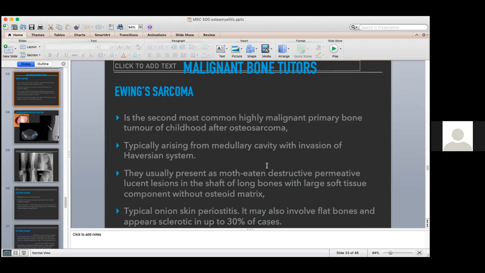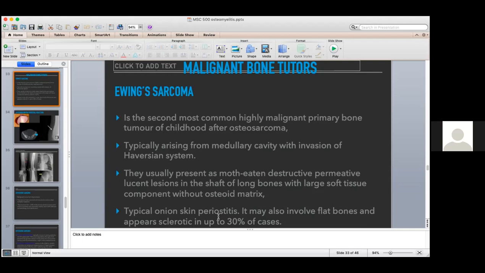Both of them will have a soft tissue component, but Ewing sarcoma will not have bone within it, whereas osteogenic sarcoma will have bone within the soft tissue component.